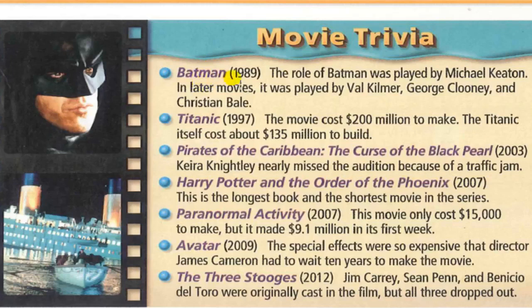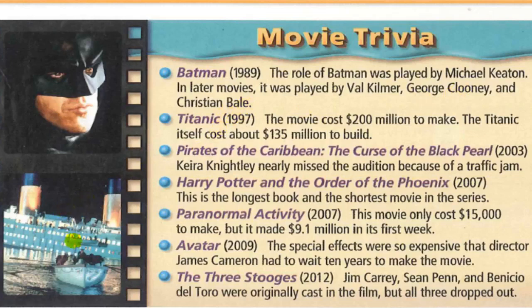Batman, 1989. This is the movie Batman. It was made in 1989. The role of Batman was played by Michael Keaton. In later movies, it was played by Val Kilmer, George Clooney, and Christian Bale.